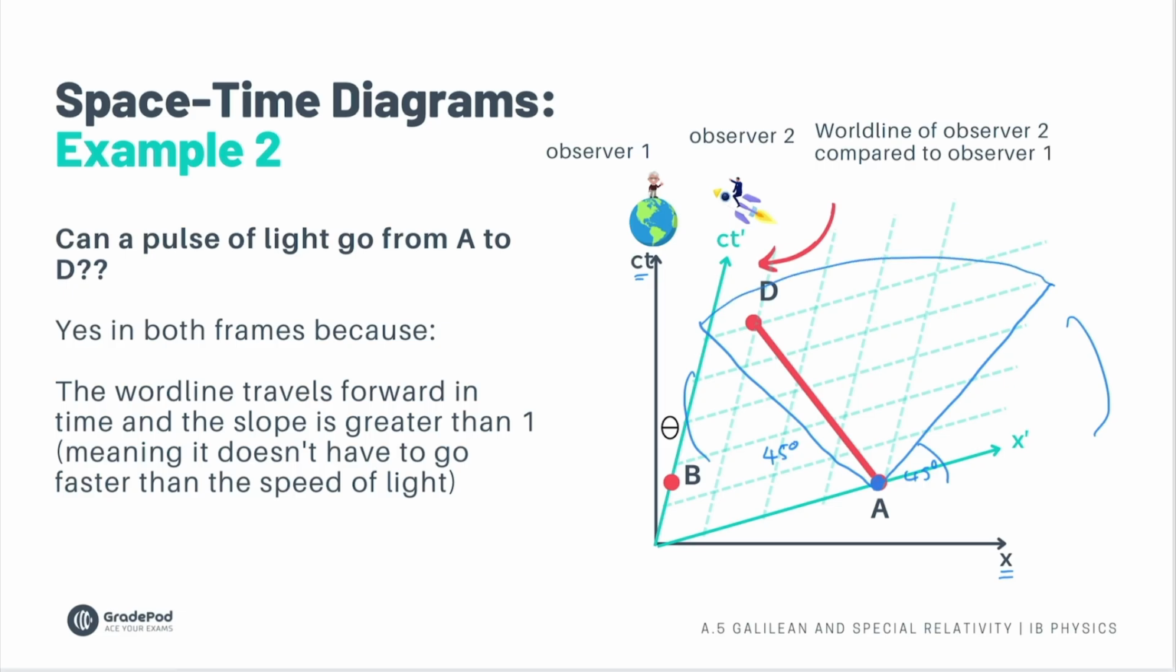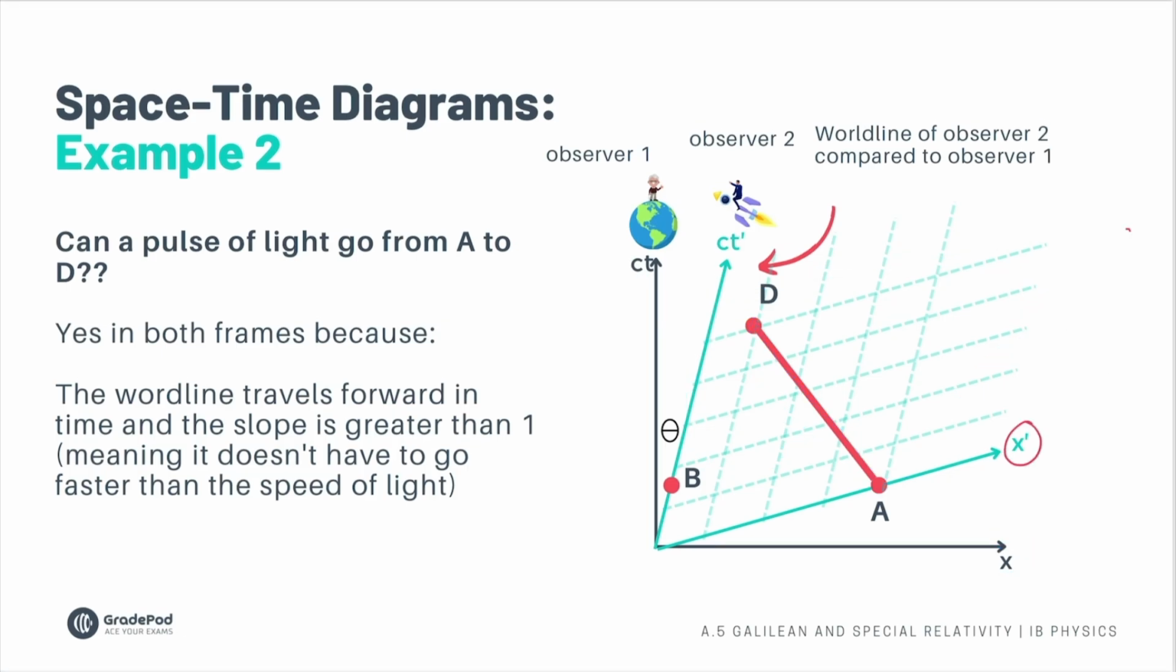We can see that in the X frame of reference, this line A to D, the world line from A to D, is possible because it sits within the light cone. That means that a pulse of light can go from A to D because it's not travelling faster than the speed of light to get there. Is it possible in the other frame of reference? Let's have a look. We're now looking at the frame of reference of X dash and CT dash, and we want to draw a light cone in there. And what you'll see is, yes, A to D falls within the light cone on that frame of reference, so yes, it's possible for a pulse of light to go from A to D.